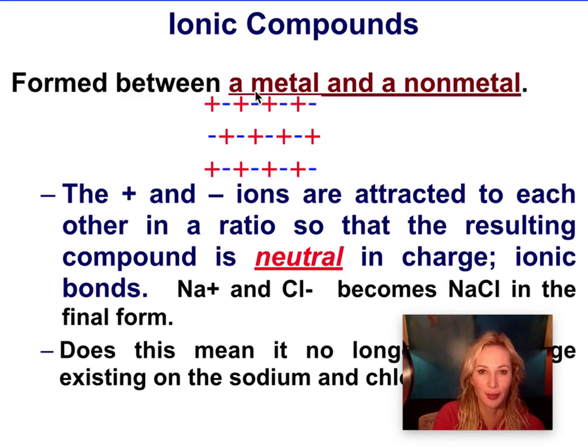So it's formed between a metal, again, or ammonium, and a nonmetal. The positive and the negative ions are attracted to each other in a ratio so that the resulting compound is neutral. That means you have to have the same number of positive as you do negative ions in your compound. A really simple example that you see on a daily level would be sodium plus. It comes from group 1 on the periodic table, the alkali metals. And so it tends to form a positive 1 charge, but they just write positive.